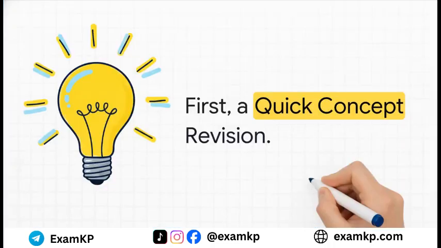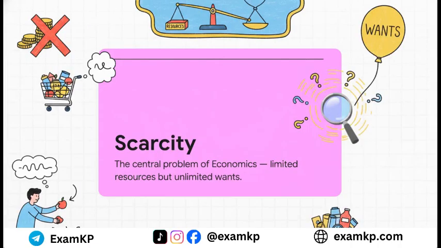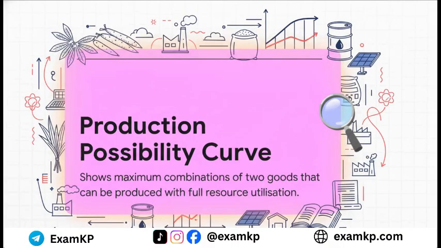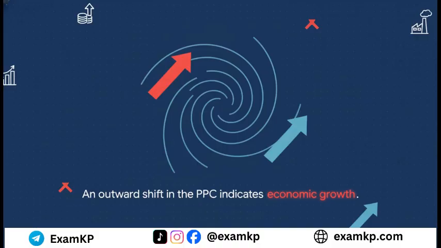Okay, but before we dive into the questions, let's do a super quick review of the basics. Remember, scarcity is the big one. It's the whole reason economics exists. Limited stuff, unlimited wants. And the production possibility curve, or PPC, is the perfect graph to show this. It visualizes our production limits. And check this out. When that curve shifts outwards, it's a clear signal that the economy is growing.